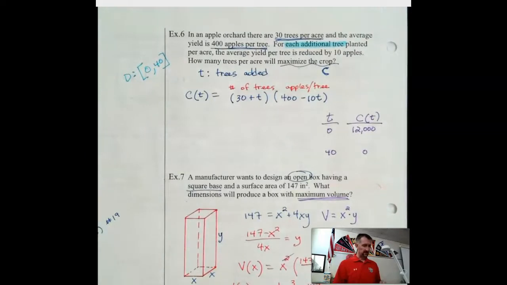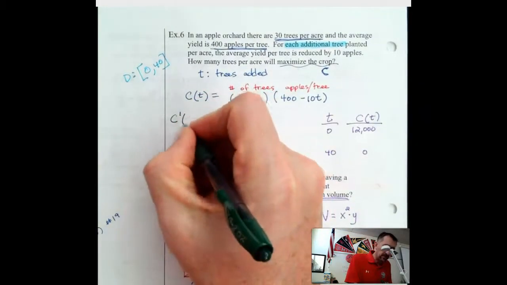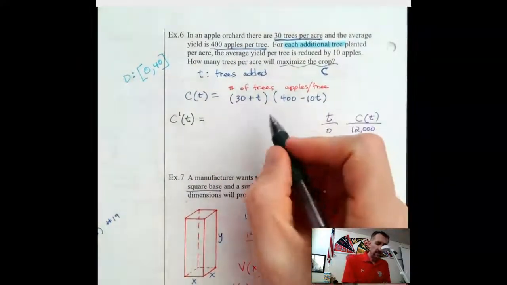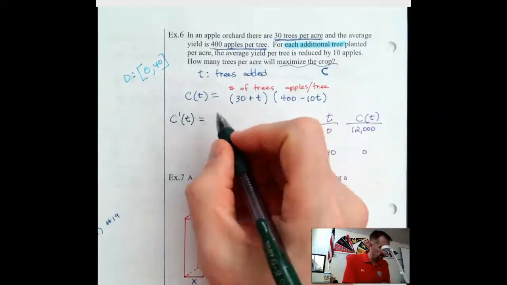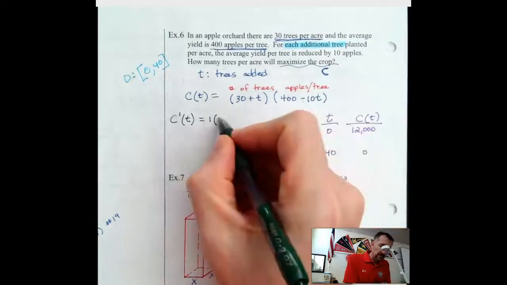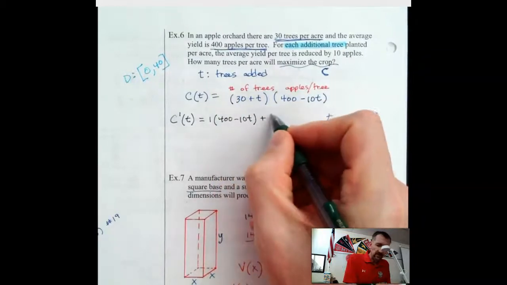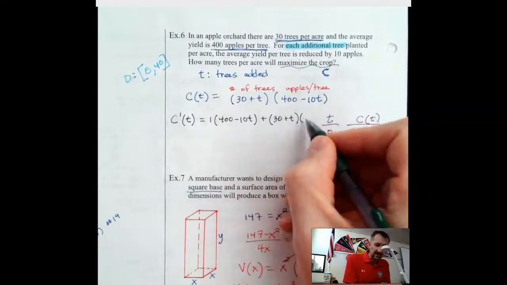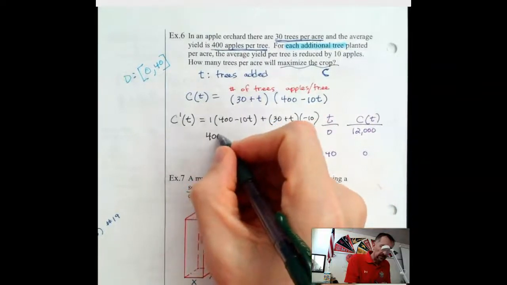Okay, so if we go back, now we could multiply this out, but we could also just use the product rule. I'm not really sure which one's faster, so if you want to try the product rule, you can, or if you want to try to multiply it out, I'm just going to use the product rule. So the derivative of this is 1. So I guess I'll put a 1 there. 400 minus 10t. Plus, the product rule says the first thing times the derivative of the second thing. So that's negative 10.